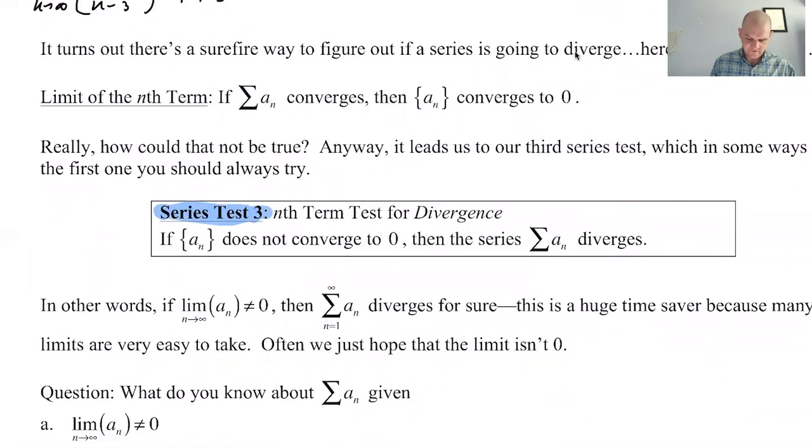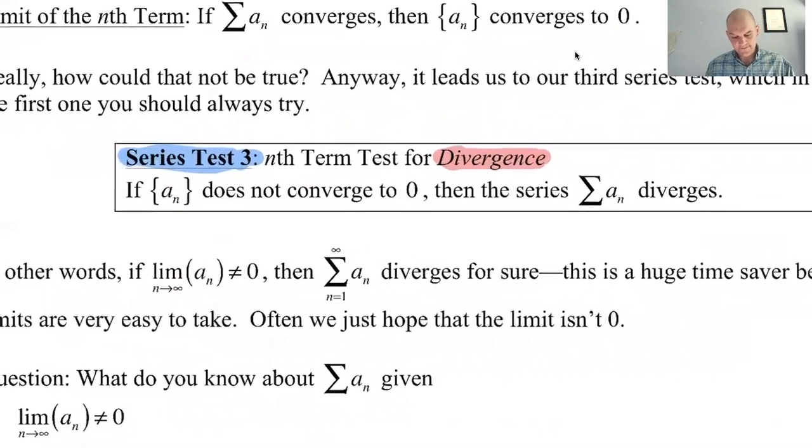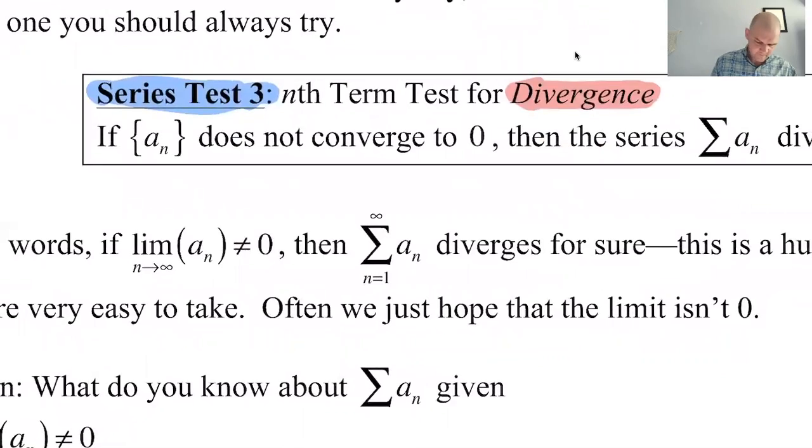This is a series test for divergence. It's the only one we have that is strictly focused on divergence. This cannot tell you if a series converges. It can only tell you if a series diverges. The nth term test for divergence says, basically, if the limit of the nth term is not 0, right? For a sequence to converge, it means that the limit of the nth term exists and is finite. So what we're saying is if the sequence doesn't converge to 0, so if the limit is not 0, then the series diverges. I try to use this one all the time, if I can.